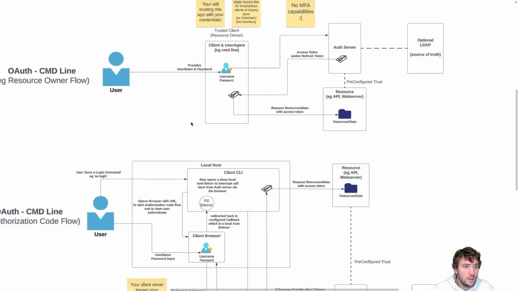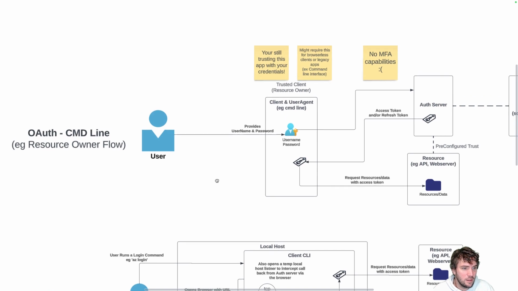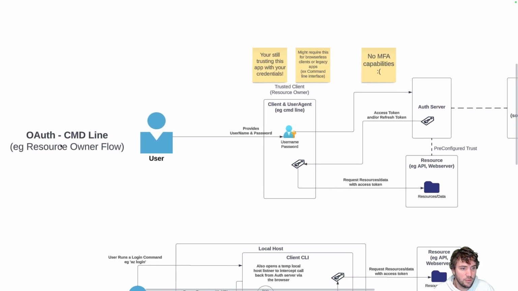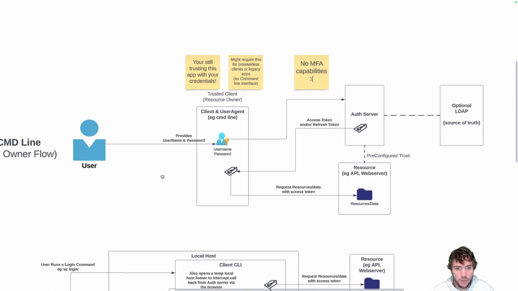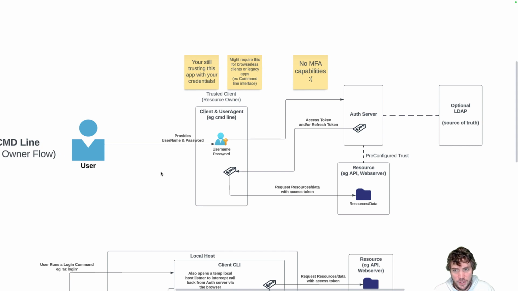So let's look at the command line OAuth flow for resource owner. There are a couple of things to note here. You will be providing the client the username and password to do the authentication. That's the downside here. Also, you're not going to be able to utilize MFA because of that.